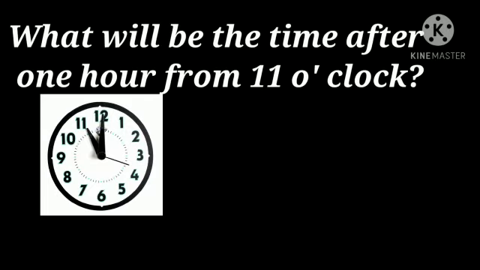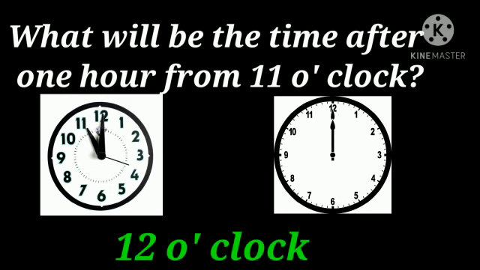Next one. What will be the time after 1 hour from 11 o'clock? Now here you can see the clock and the time in that clock is 11 o'clock. Short hand is at 11 and long hand is at 12. So the time is 11 o'clock. So we have to find out the time after 1 hour from 11 o'clock. So we will move one step forward. After 11 it comes 12. So the time will be 12 o'clock.